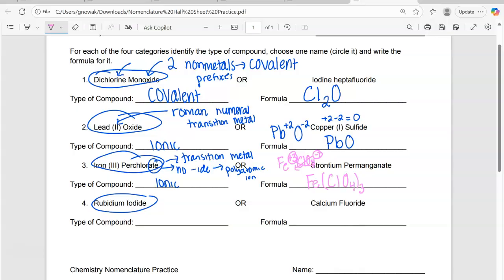Rubidium iodide. This is telling me rubidium, that's a metal. So this is a simple ionic here. My formula, rubidium has a charge of +1, I believe. Iodide has a charge of -1. So that's just RbI. So that's our first set.